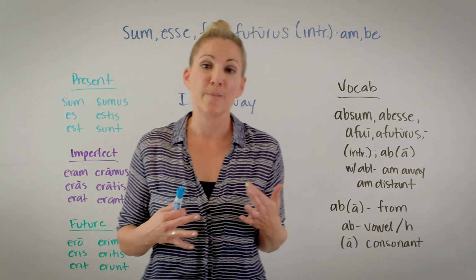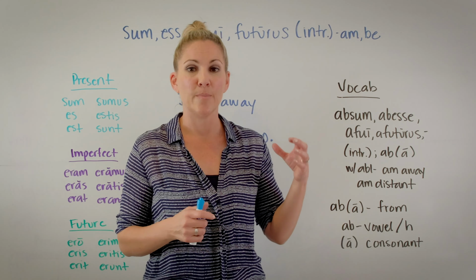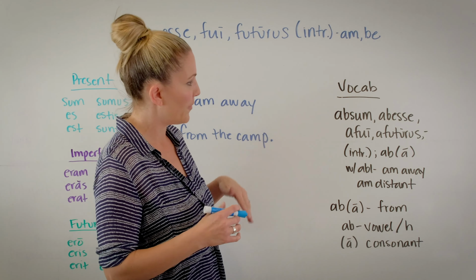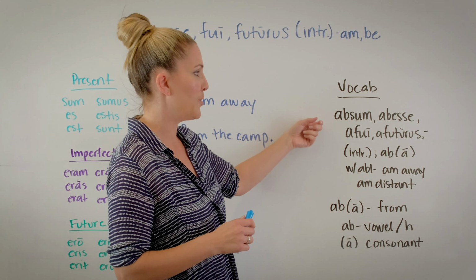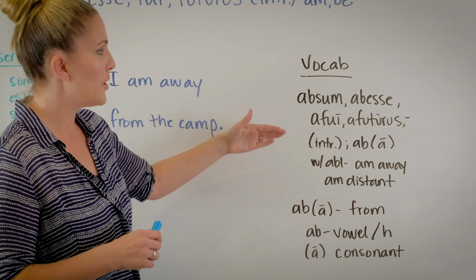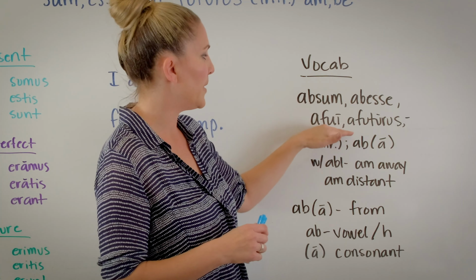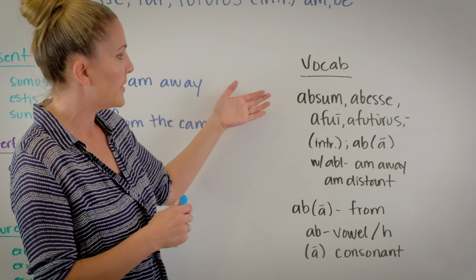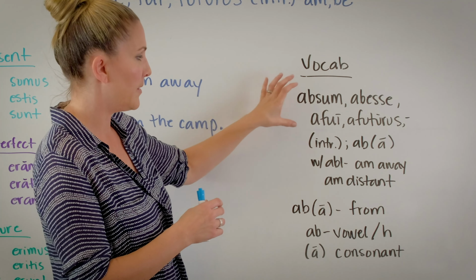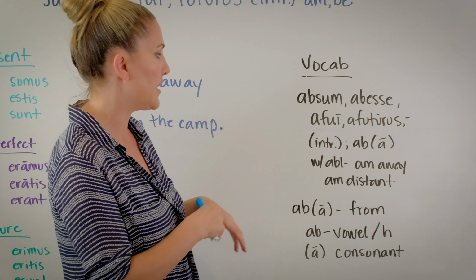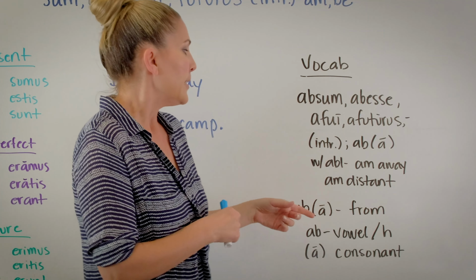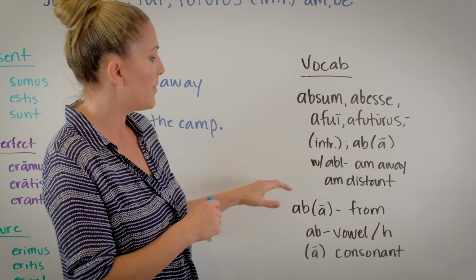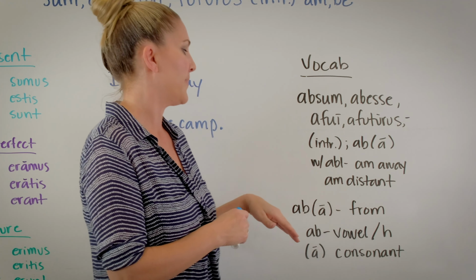So one of the other interesting things about the verb sum is that sometimes you will see a compound version of this verb. What I mean by that is if you look over here at the vocab, you'll see this word, absum, abesse, afui, afuturus. And if you look closely, you'll see our lovely sum repeated in this word with just an ab or an a in front of it. So what that means is they've taken the verb sum in all four principal parts and compounded it with this preposition ab or a, meaning from. And when we put these two words together, we get a new word meaning am away or am distant.